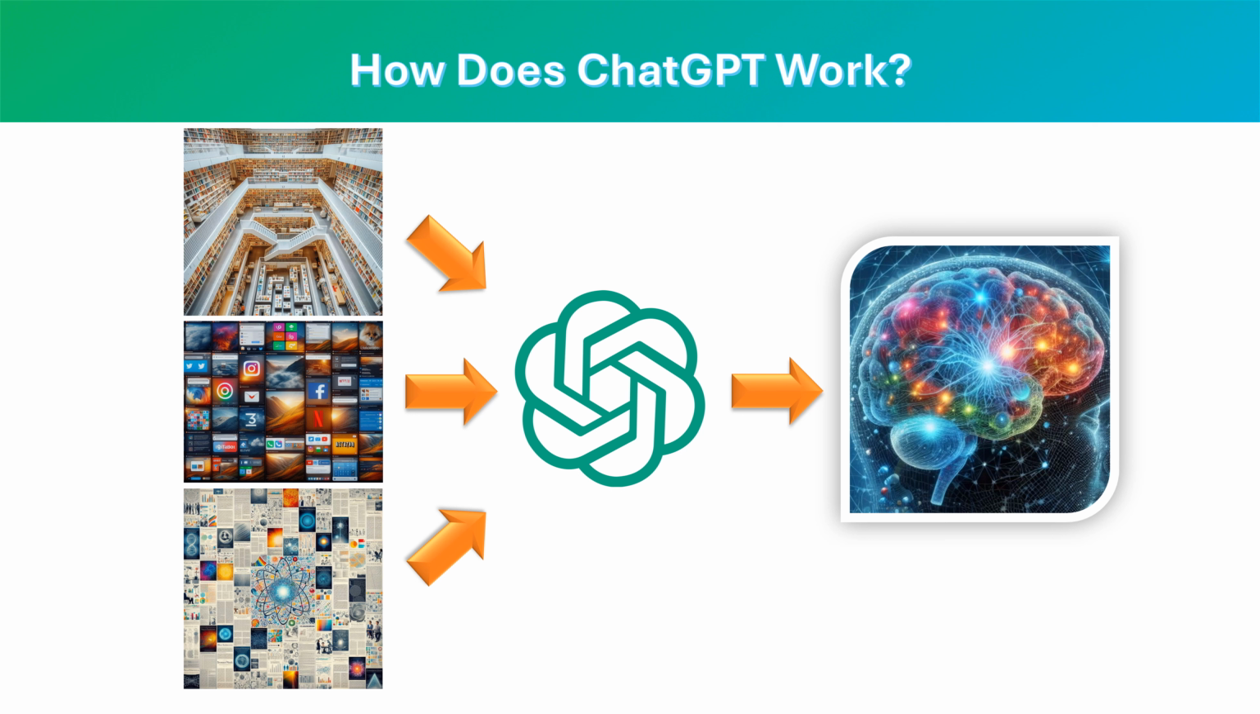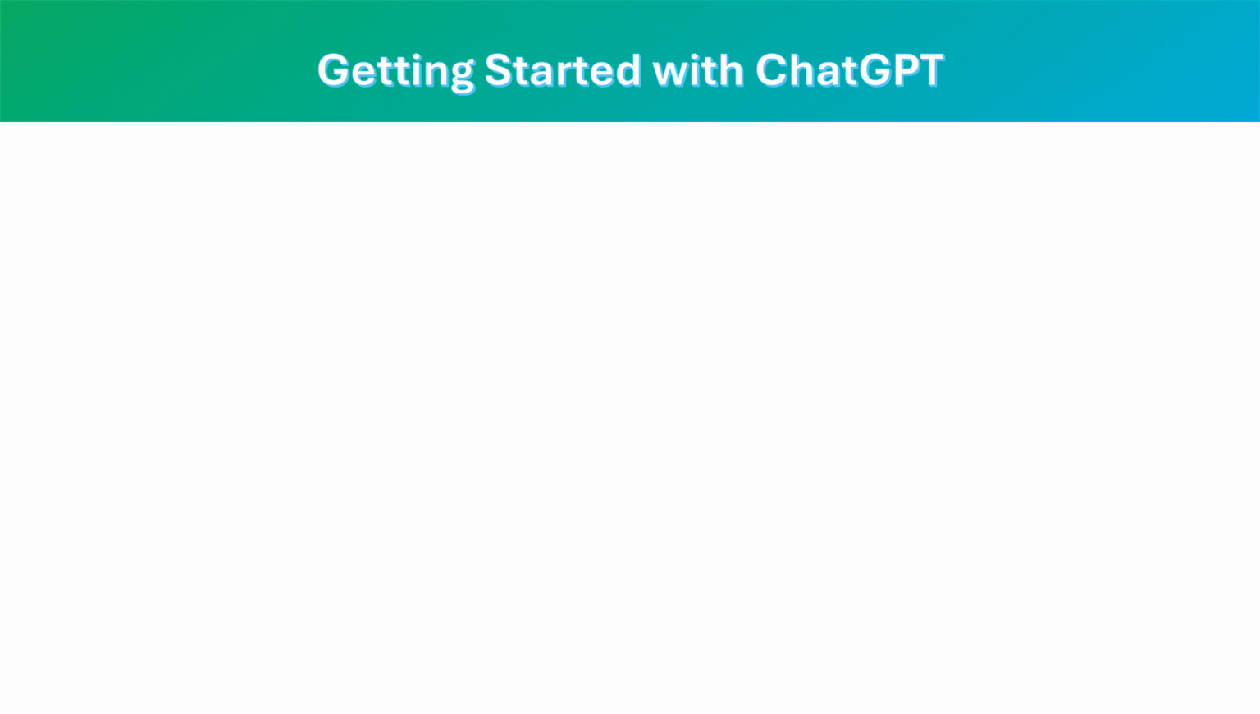Imagine ChatGPT as a giant library filled with books, articles, and all sorts of text. It reads through all this information and learns how people talk and write. Then, when you ask it a question or give it a prompt, it uses what it learned to come up with a response. Now that you're excited to start chatting with ChatGPT, let's get you set up.